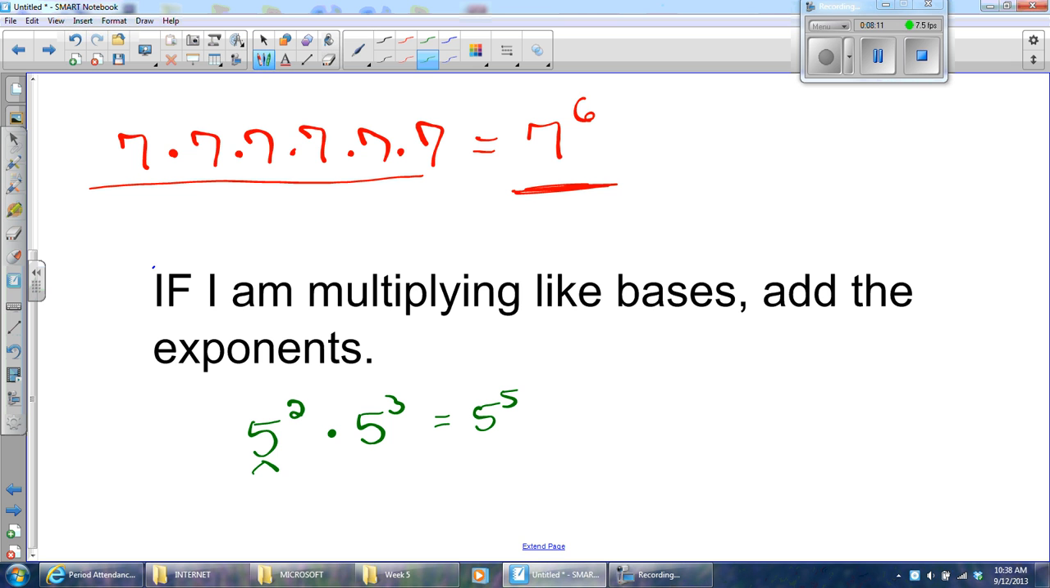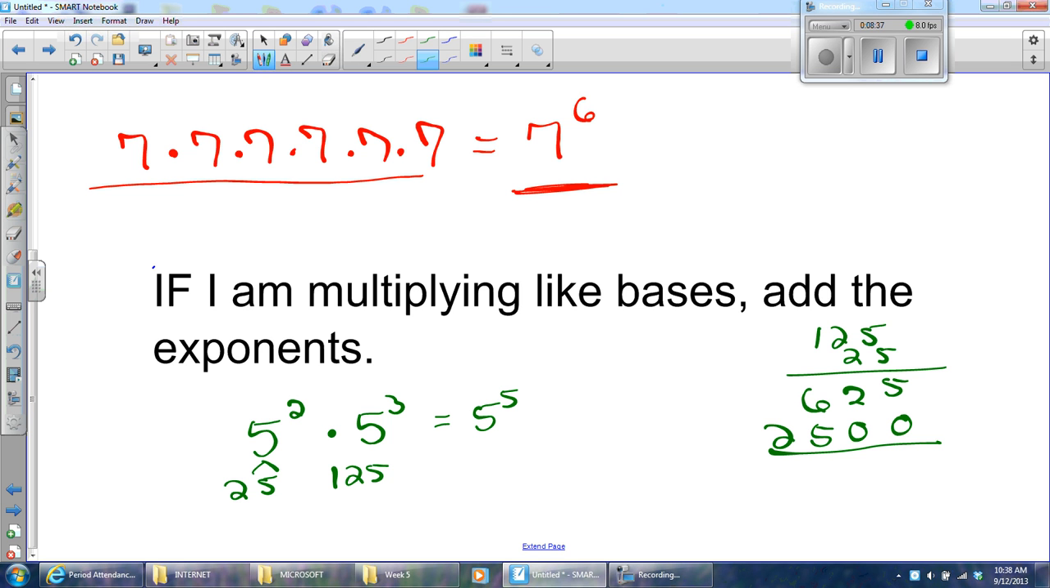Let's see, this would be 25. This would be 125. I probably should know a cool trick for 25 times 125. I don't, so I'll do it the old school way. I'm going to get 5, carry the 2, 12, carry the 1, 625. Then I'm going to put a 0 placeholder. 0, carry the 1, 5, 2. And it looks like it's going to be 3,125. So I'm telling you that this is 3,125.